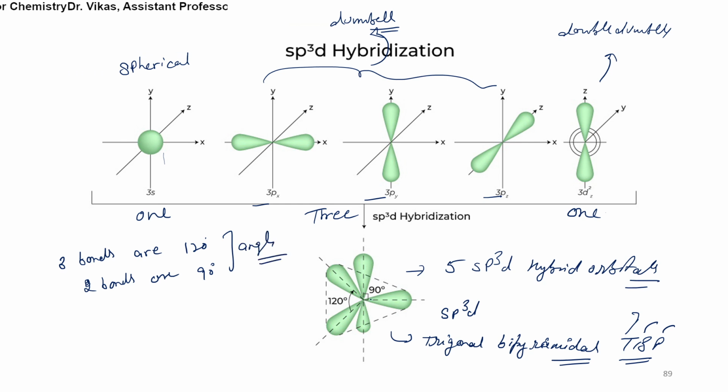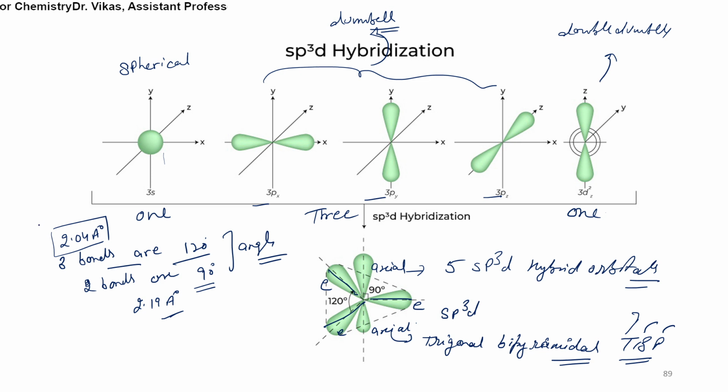Okay, this bond, this bond and this bond are equatorial, and this bond is axial. Also, all the bonds are not equal. The bonds at 90 degrees have a bond length of 2.19 angstrom, and the 3 bonds that are at 120 degrees have a bond length of 2.04 angstrom.